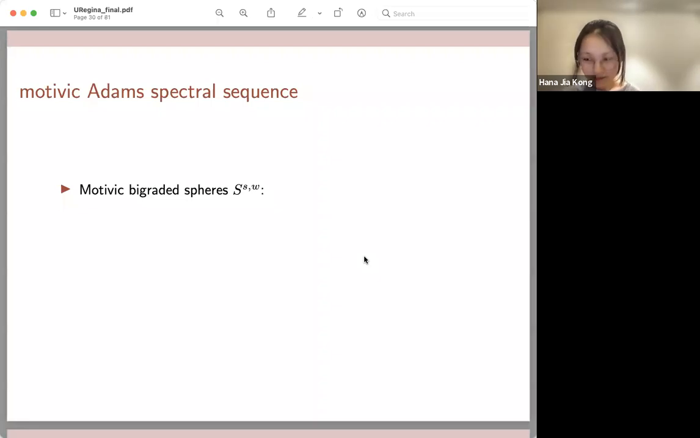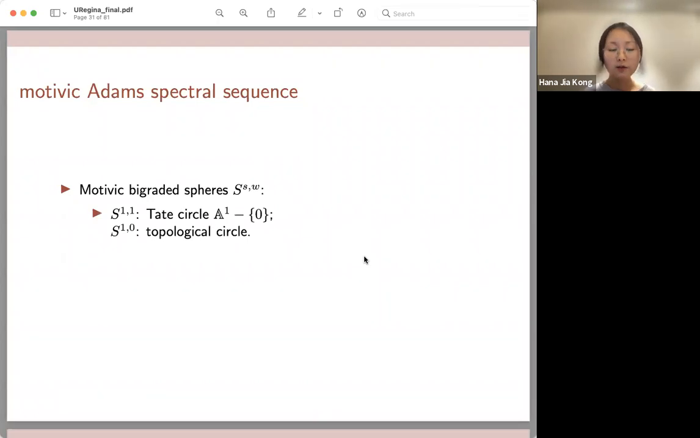So one thing that is special in the motivic case is that for motivic spheres you have bigradings. There are two kinds of circles. One is called the Tate circle, this is in the motivic world. This is A^1 minus zero, and this is a more algebro-geometric object. And the other one is the more topological object, called the topological circle or simplicial circle. By smashing these two circles together, you get all kinds of bigraded spheres in the motivic category.